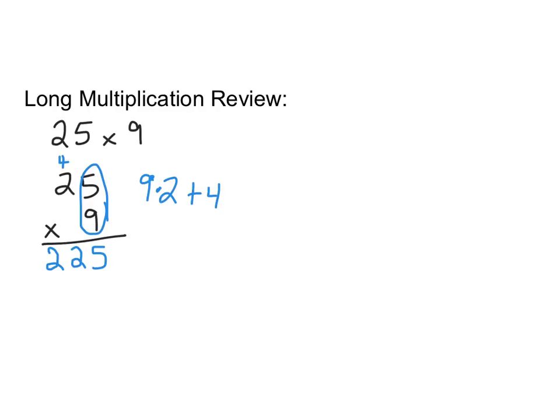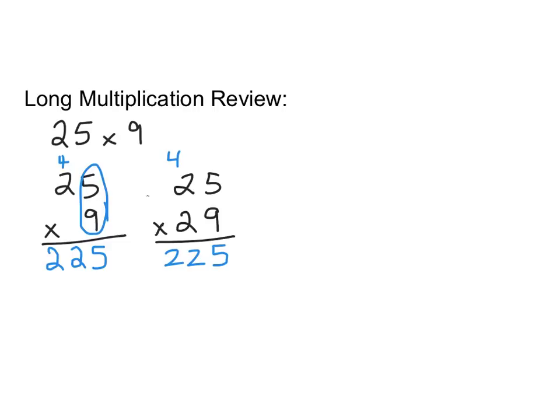Now, what if we had a 2-digit times a 2-digit number? Let's say we were doing 25 times 29 instead of just times 9. So our first step is going to be exactly the same. We're going to multiply 9 times 5 and get 45. Put the 5 down and we'll carry the 4. And then 9 times 2 is 18 plus 4 is 22. So the first step is exactly the same.